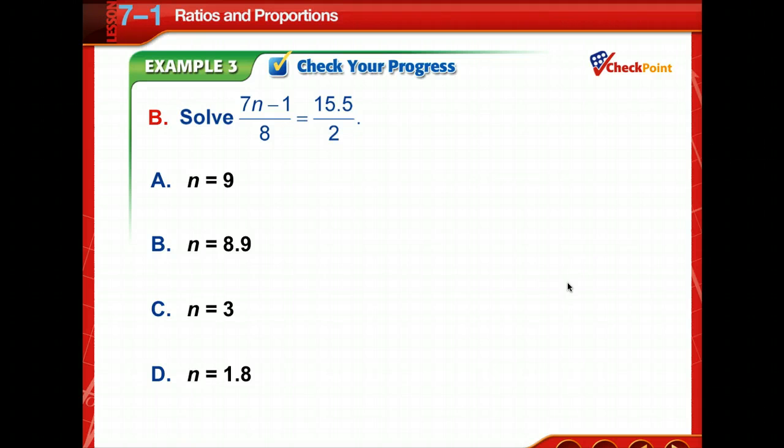Let's try another one. 2 times 7n minus 8 is equal to 8 times 15.5. So you get 14n minus 2 is equal to 124. Add the 2 to both sides, divide by 14, we get n is equal to 9.